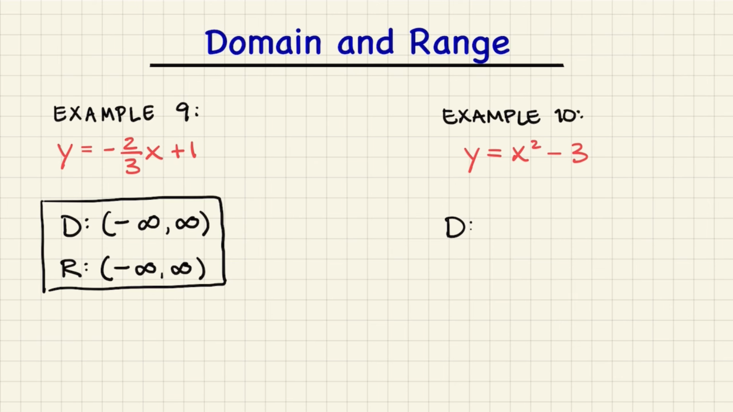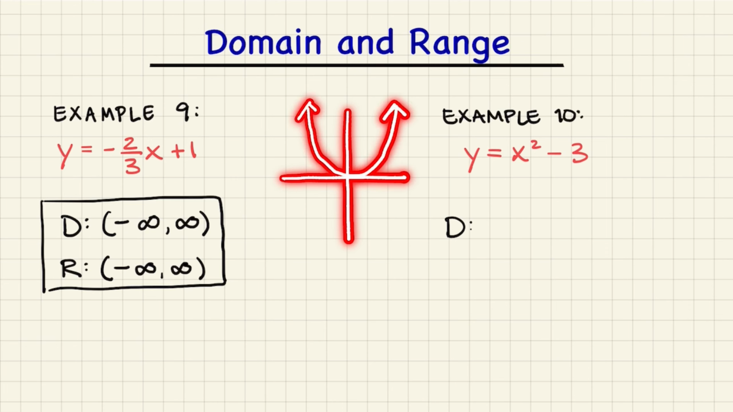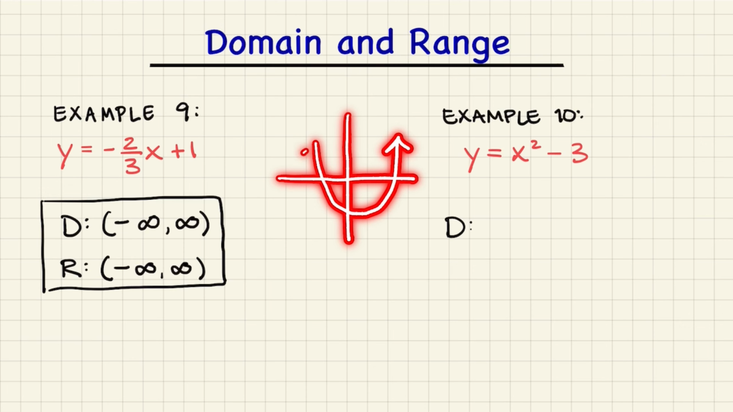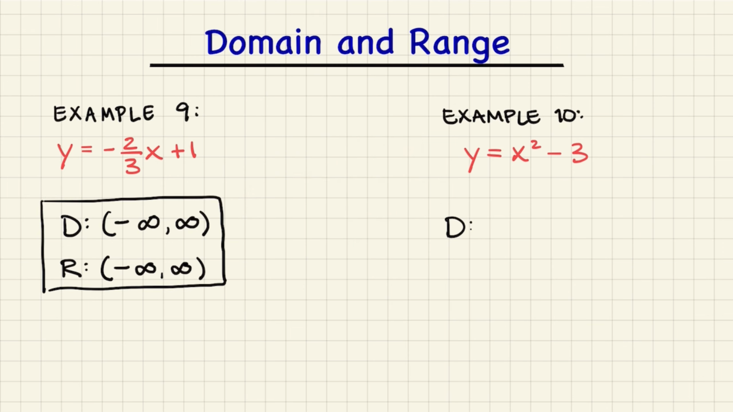And we can check by thinking about the graph of a parabola and whether it's a U-shape right on the x-axis or a U-shape somewhere else pointing upwards, it's still going to contain all of the x values. So our domain is all real numbers, or negative infinity to positive infinity.